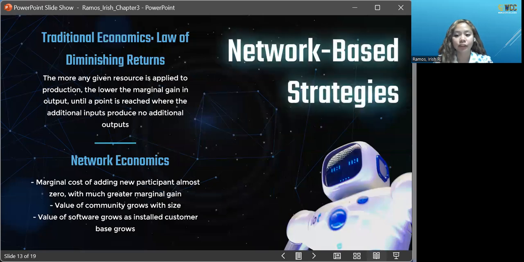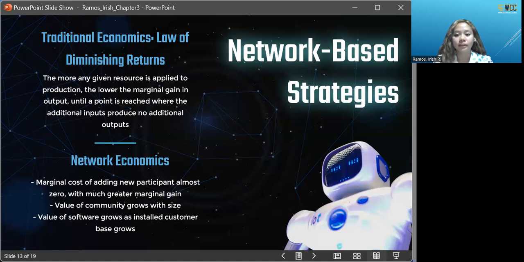Under network-based strategies, there are three tactics. These are network economics, virtual company model, and business ecosystems. Network-based business models can benefit organizations by utilizing network economics, which is based on the law of diminishing returns, which states that the marginal increase in output of any given resource decreases with increasing application to production.